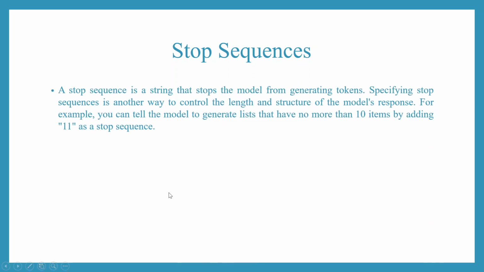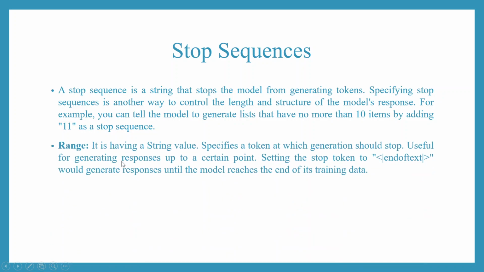Stop sequences. A stop sequence is a string that stops the model from generating tokens. Specifying a stop sequence is another way to control the length and structure of the model's response. For example, you can tell the model to generate lists that have not more than 10 items by adding 11 as a stop sequence. It takes a string value and specifies a token at which the generation should stop. Useful for generating responses up to a certain point.